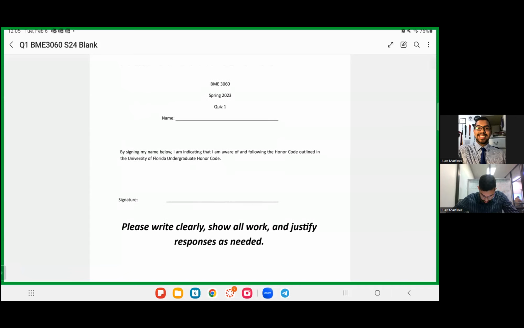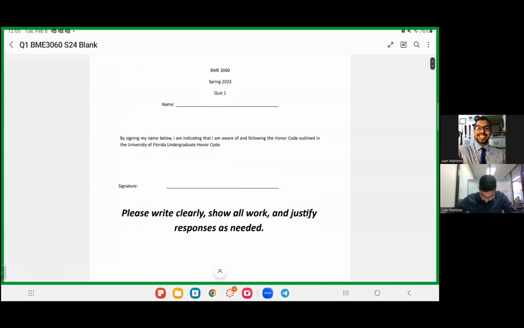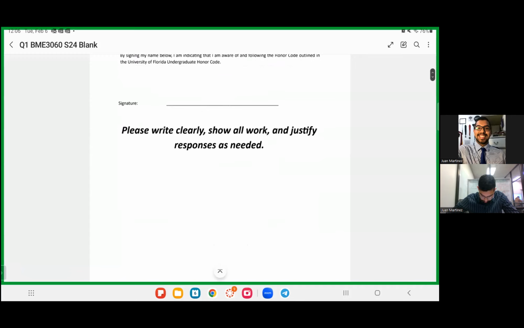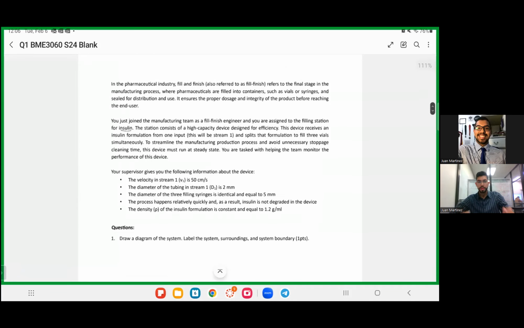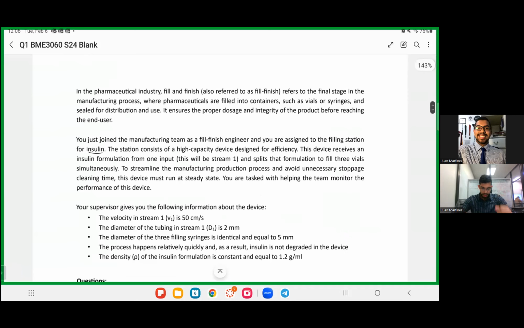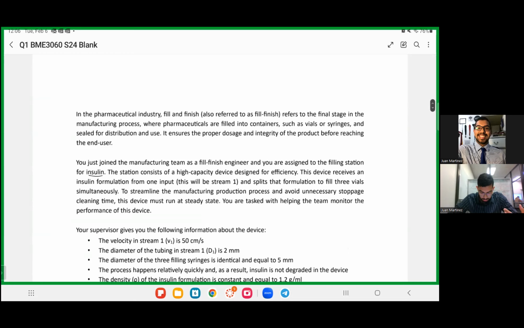So we have a first part that you have to read and sign. We won't be going over that today, but let's start with the problem, which is the fun part. All right. So in the pharmaceutical industry, we have something called fill and finish, also referred to as fill-finish. It refers to a final stage in the manufacturing process where pharmaceuticals are filled into containers, such as vials or syringes, and sealed for distribution and use. It ensures the proper dosage and integrity of the product before reaching the end user.